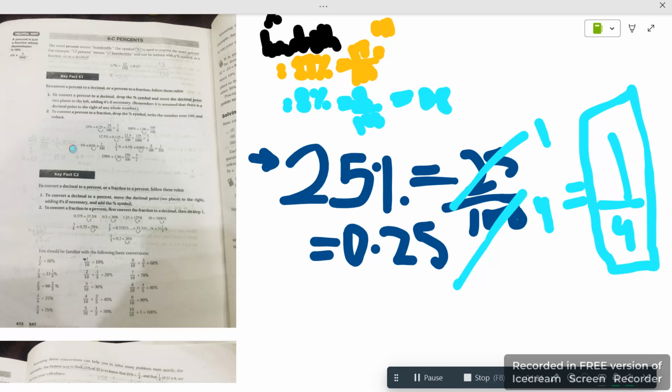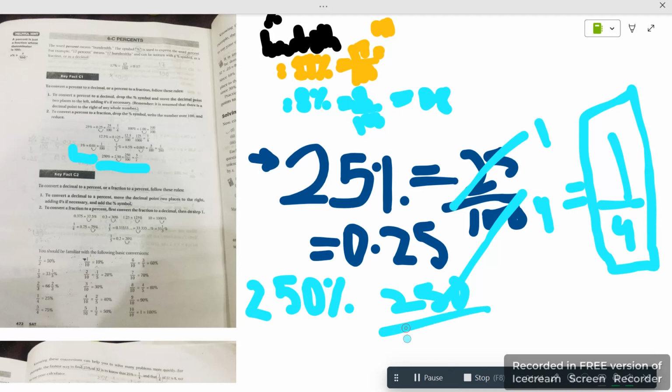Another example here is this one. One is very easy, so we are going with this 250%. This means if we divide 250 by 100, what will we get? Just cut the 0 with the 0, then 5 twos are 10, 5 fives are 25. So we get the answer which is 5 upon 2.